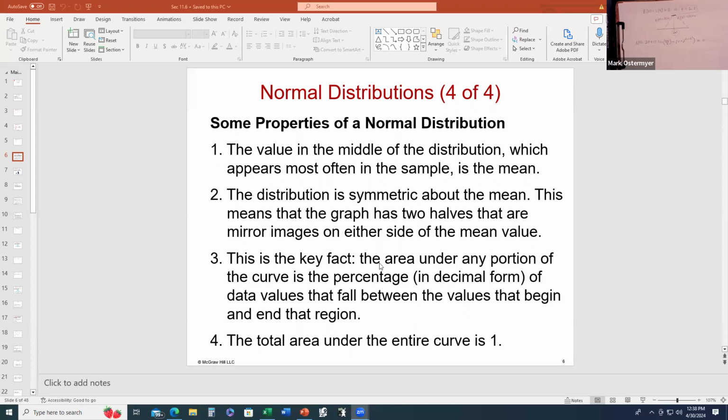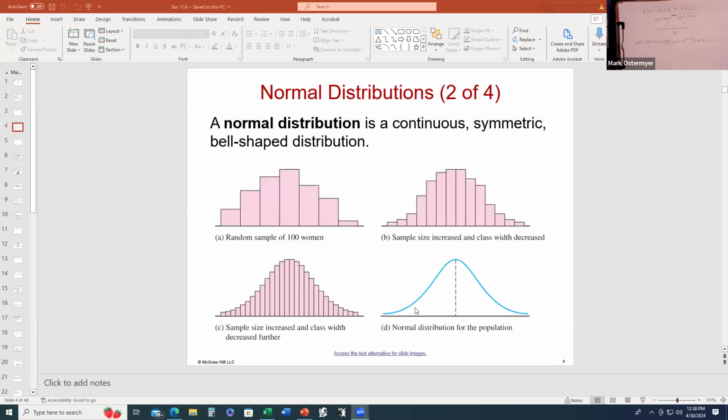Areas, we're going to discover, are the same thing as probabilities or percentages or proportions. The total area underneath the entire curve is 1. Okay. So if you go from negative infinity all the way up to positive infinity, you would discover that the area underneath the entire curve is 1. And that is a requirement for any probability distribution, whether discrete or continuous, that the sum of the probabilities of all events of an experiment must always sum up to 1.